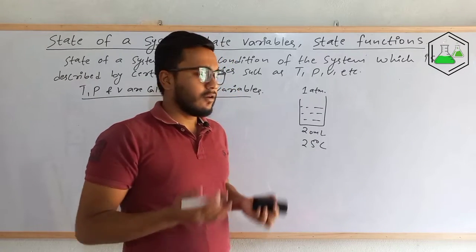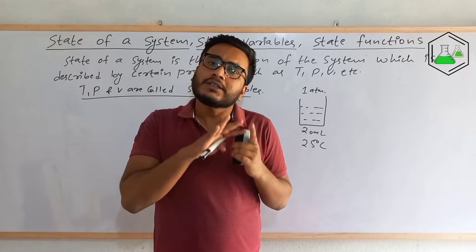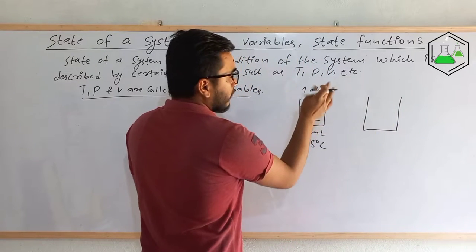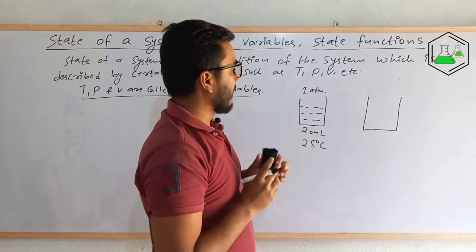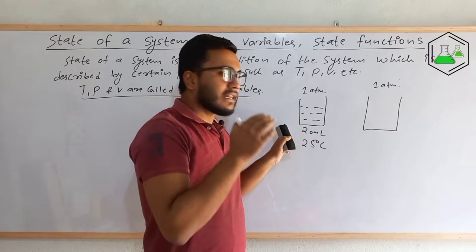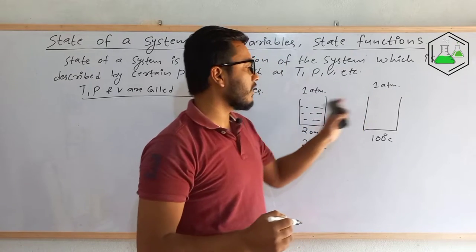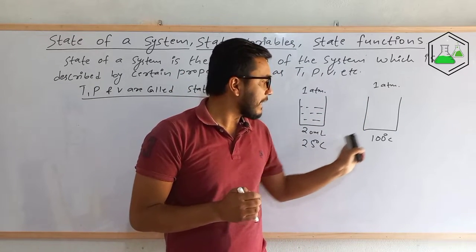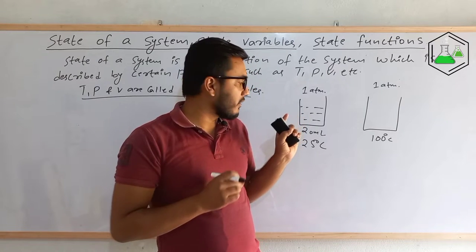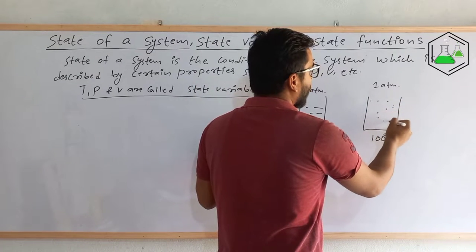Now, the state might change. Look at here. State variables have a property. That means if you change one of the state variables, then other state variables will change automatically. Suppose to this beaker's water, we are doing one experiment. We are keeping the pressure constant. Now, we are increasing the temperature to 100 degrees Celsius. Then what will happen to the volume? As this is water, if the temperature exceeds 100 degrees Celsius, it will convert to vapor, right? So it will now convert to a vapor.